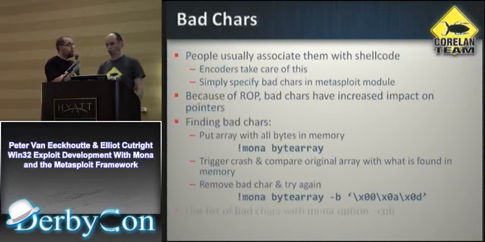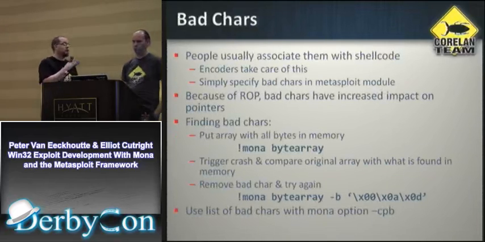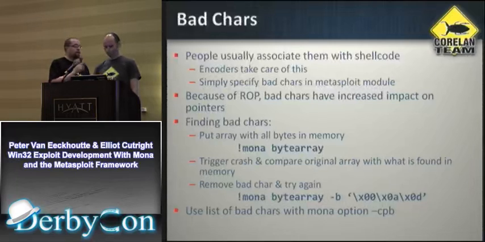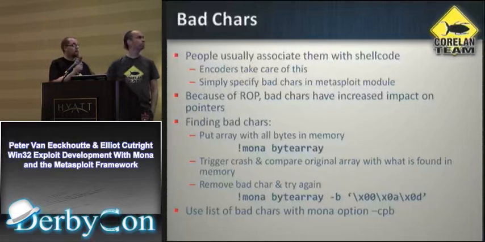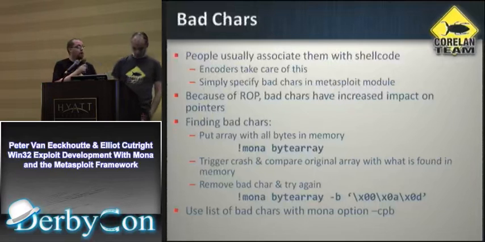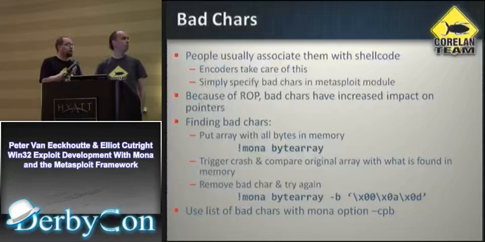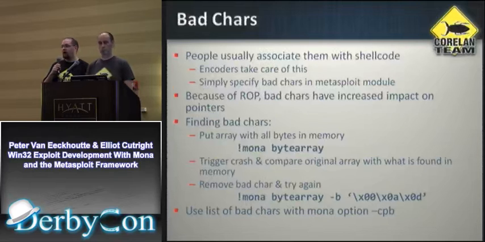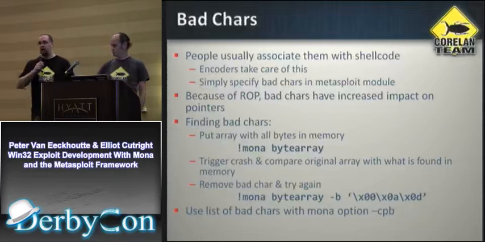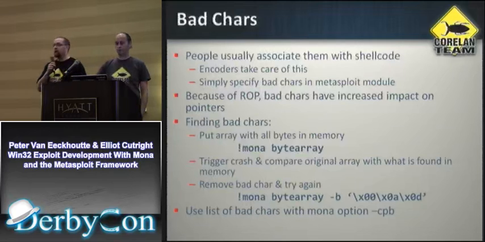All right, so we're going to get through this because we're running short on time. Mona can also help you find bad characters. There is a video demo of this in the manual. Mainly, it's important because of ROP. We can load a full byte array into memory, trigger the crash, and compare what we loaded into memory versus what we sent, and it'll basically start spitting out: this is a bad character, this is a bad character, this character got turned into this character. It used to be a really manual process, so it's really sped things up.